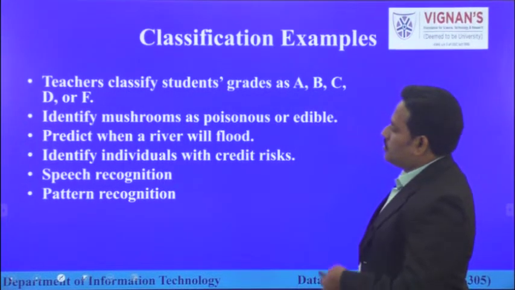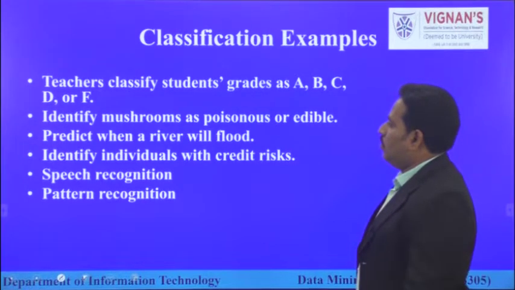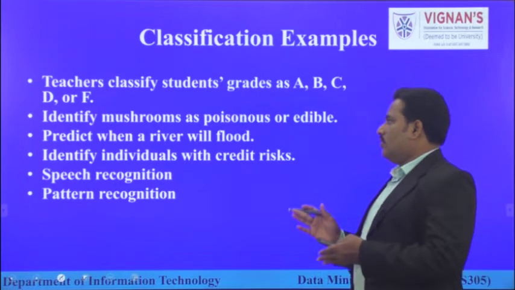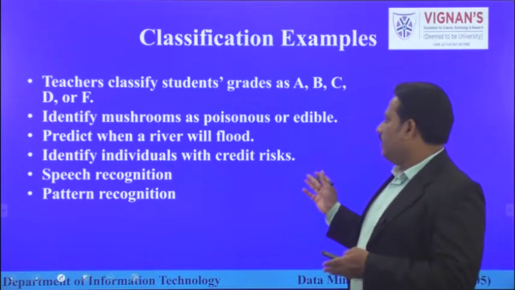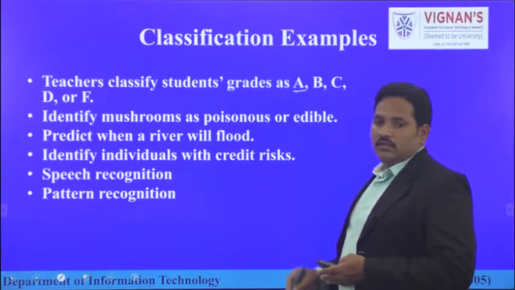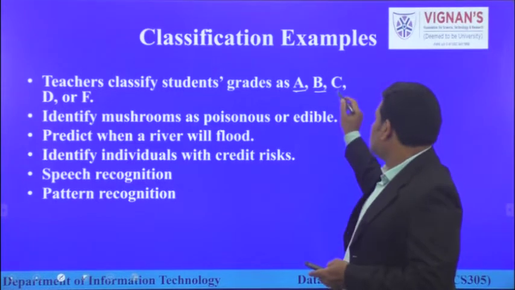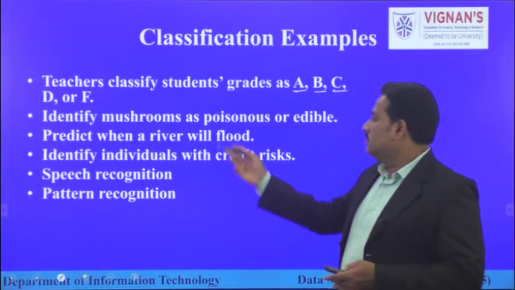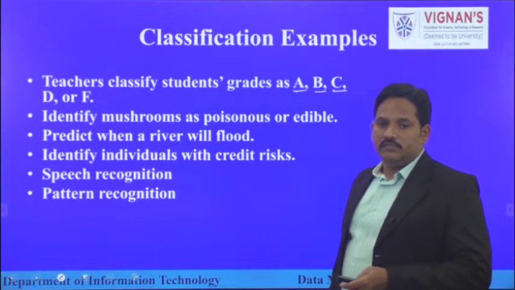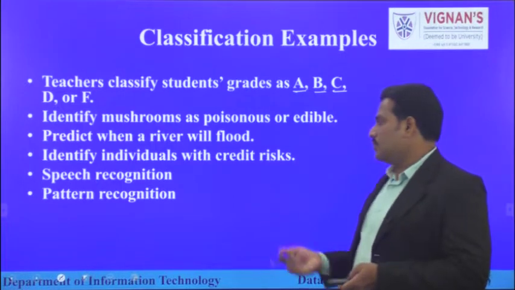Now, we'll see one small example. These are some real-time examples. We want to divide the class of students based on their grades, based on the marks obtained. If a student gets greater than or equal to 90 marks, we say A grade. Between 80 and 90, B grade. 70 to 80, C grade. 60 to 70, D grade. Less than 60, F grade. That means we are applying classification to assign grades to students.